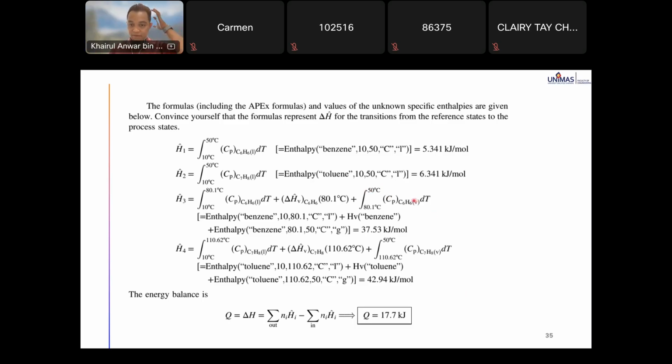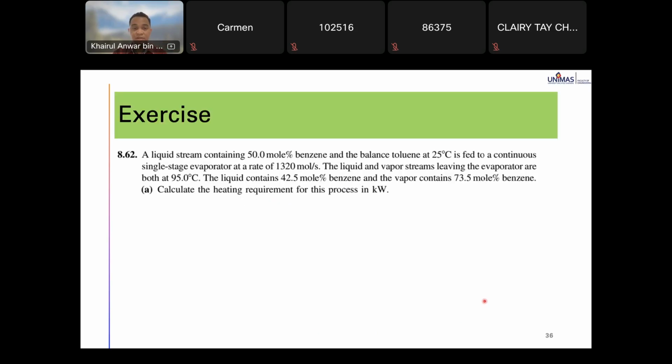This is for benzene in vapor form. So this is for the liquid using Cp, then you do the phase change. This is from Table B1, delta Hv, but the temperature there is 80.1, so you need to adjust it to 50, the target temperature for the outlet of the benzene. Similar for toluene. So the energy balance gives Q equal to 17.7 kilojoule.